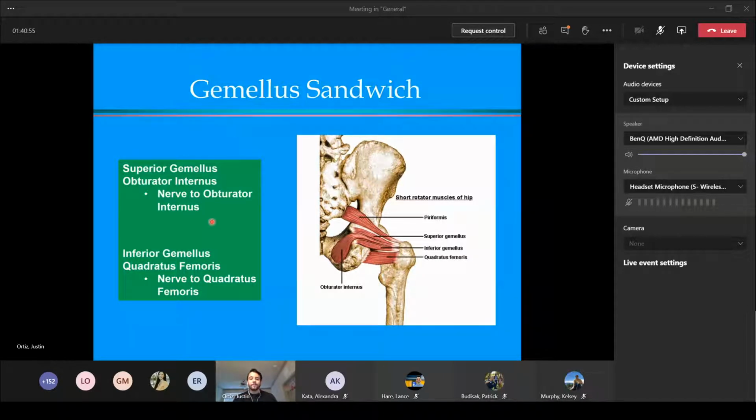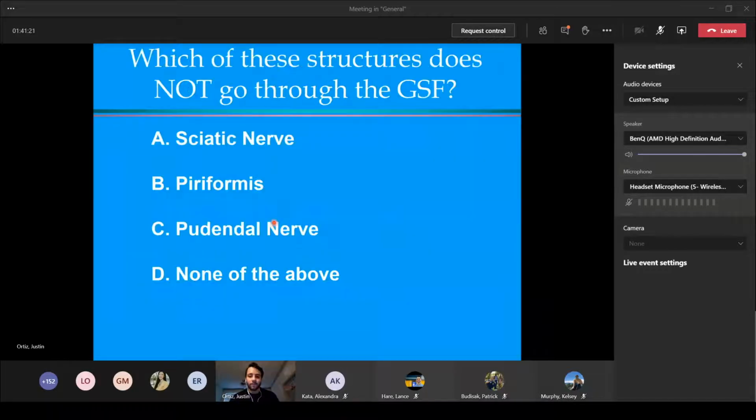So again, nerve to obturator internus. I know it gets the obturator internus, but it's also going to get the muscle above that, which is the superior gemellus. Okay, so nerve to quadratus femoris. I know it's going to get the quadratus femoris, but it's also going to get the muscle above that, which is going to be the inferior gemellus. So this slide is to help you understand which muscle is innervated by which.